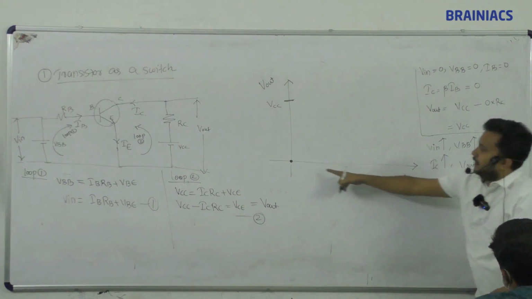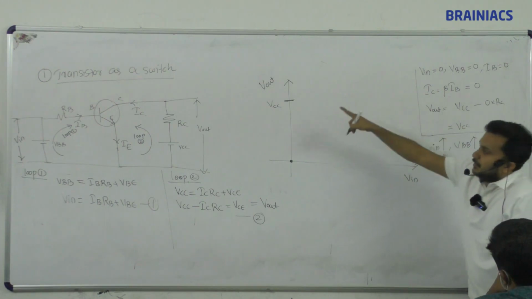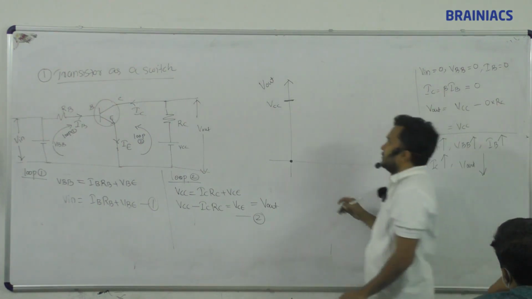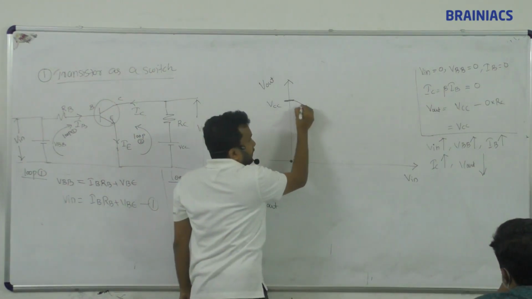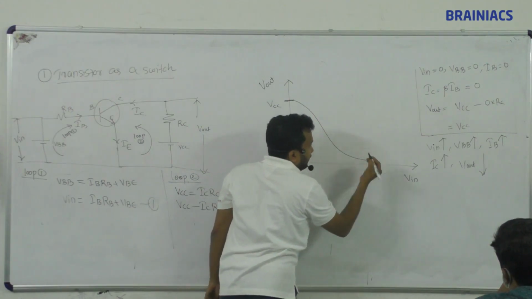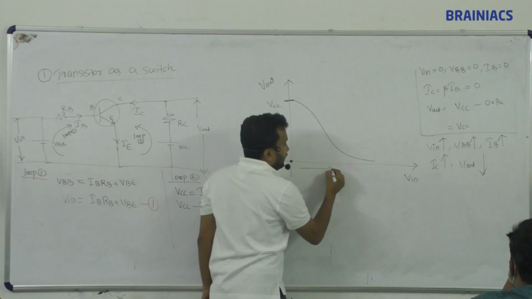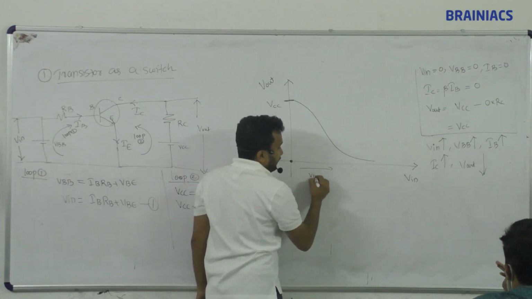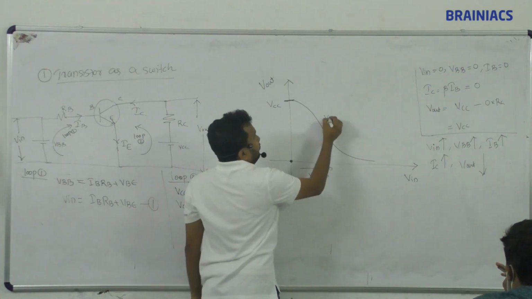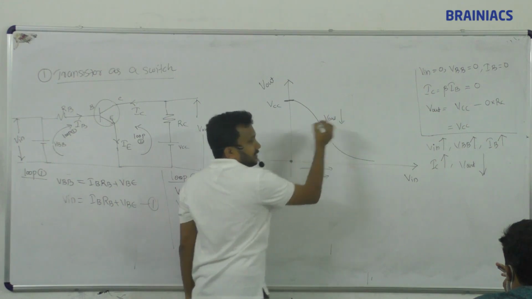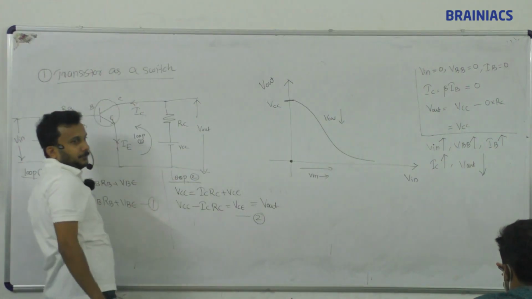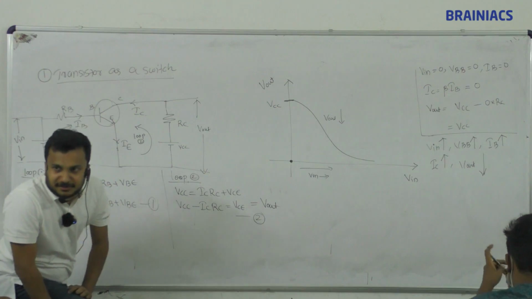This will happen as I go above. V out will decrease. So how will the curve come? The curve is coming in a downward way, like this. So when V in increases, V out reduces. Okay, so you can draw the graph and write the things on the right side.